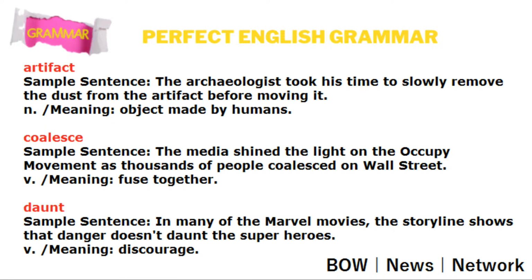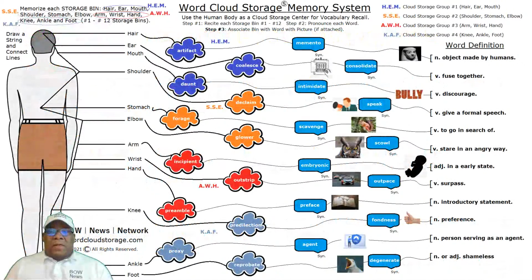The media shined the light on the Occupy movement as thousands of people coalesced on Wall Street. Verb meaning fuse together, coalescence. And so that's our second word in our blue group. It's mapped to the consolidate synonym, fuse together word definition.